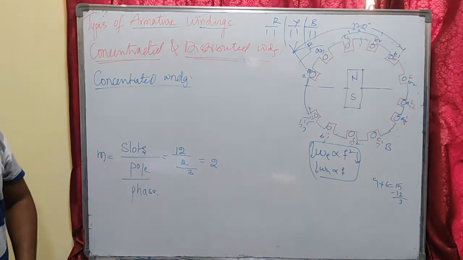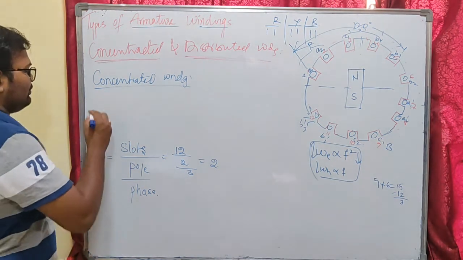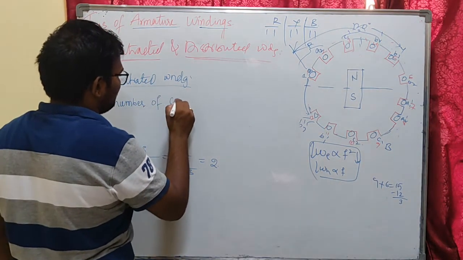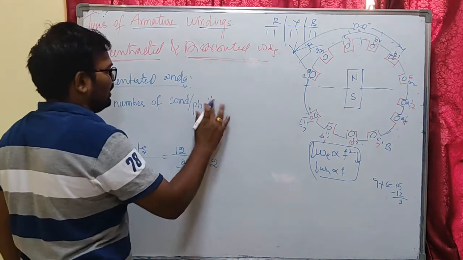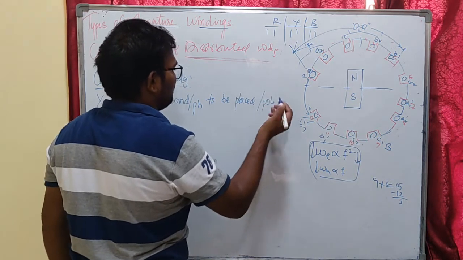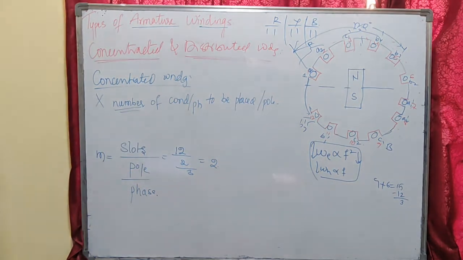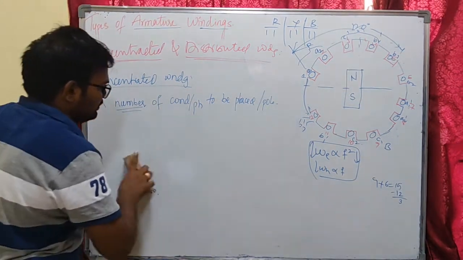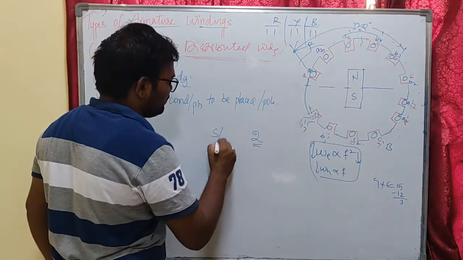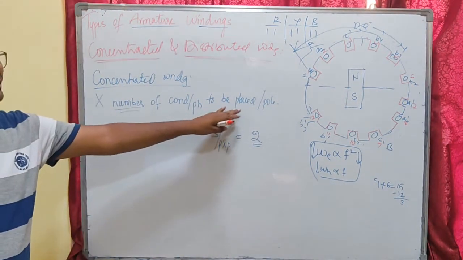Okay, let us say X number of conductors per phase are to be placed under one pole. I am assuming X as the number of conductors per phase to be kept under one pole. Okay, so I have number of slots per pole per phase as 2, and these are the total number of conductors per phase to be kept under one pole.